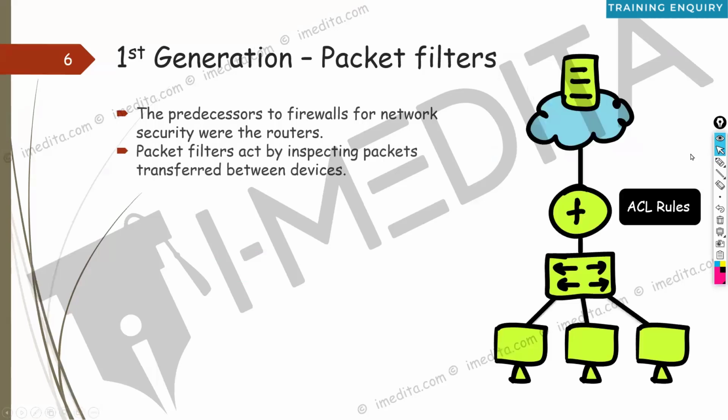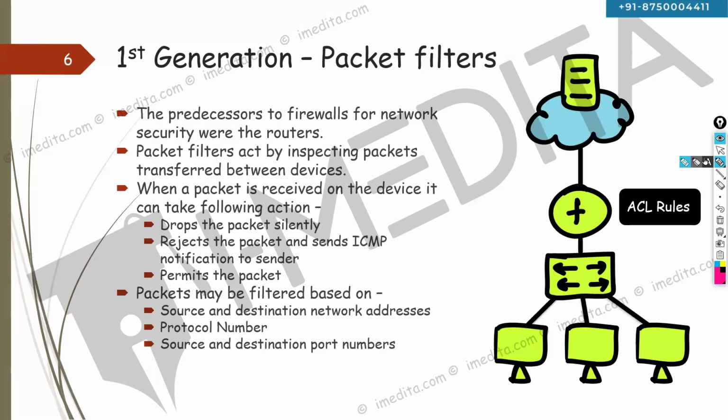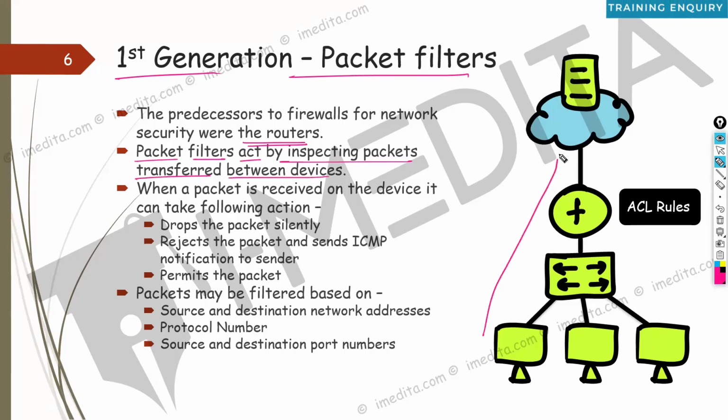So what is packet filtering? We have already gone through what is packet filtering, types of ACL, advantage, disadvantage. Same thing you can see here, first generation packet filtering. They are the routers, and packet filters act by inspecting packets transferred between devices. When two devices exchange packets, they will be filtered by the router. When a packet is received on a device like a router, that device can take the following actions. Device can drop the packet, device can reject the packet, device can permit the packet.